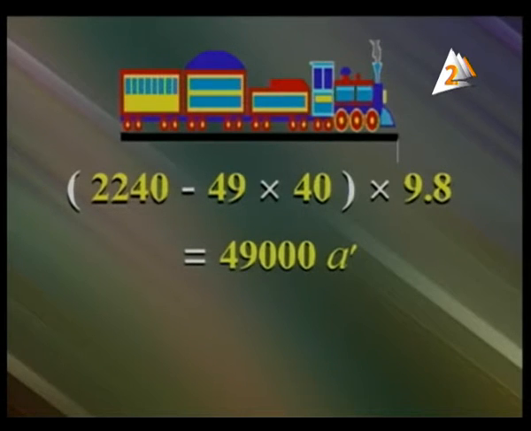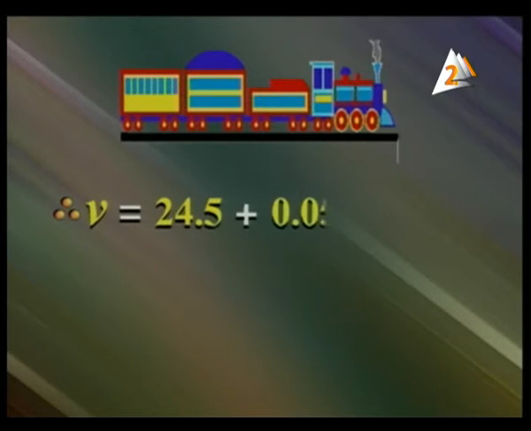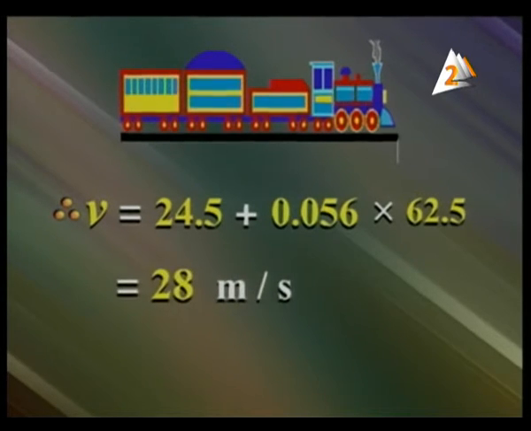Then 2240 minus 49 times 40 times 9.8 equals 49,000 A dash. Then A dash equals 0.056 meter per second square. Therefore, V equals 24.5 plus 0.056 times 62.5 equals 28 meter per second.